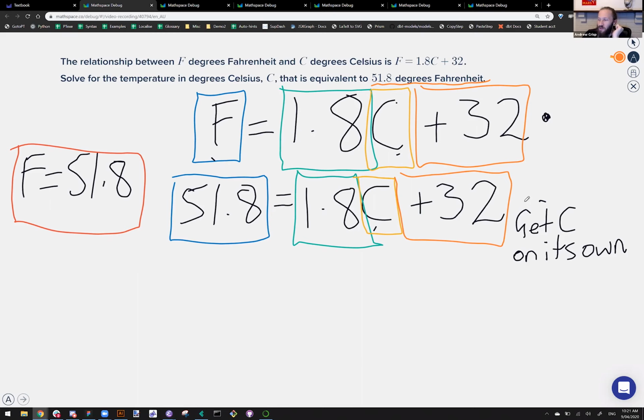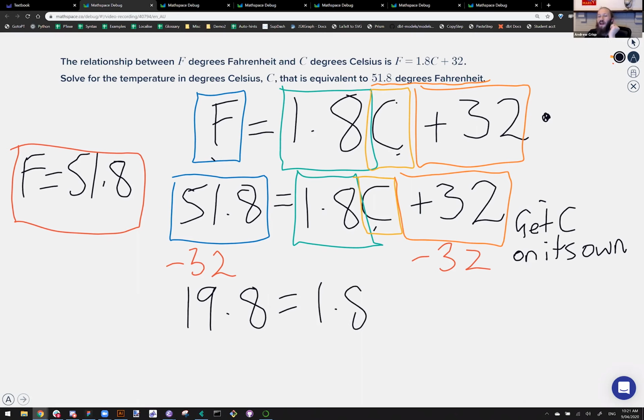So I'm going to subtract 32 from both sides. Minus 32, minus 32. And 51.8 minus 32 is 19.8. 19.8 equals 1.8C. It's looking a little better. The last thing I need to do is divide by 1.8 to get C on its own. C equals 19.8 divided by 1.8.